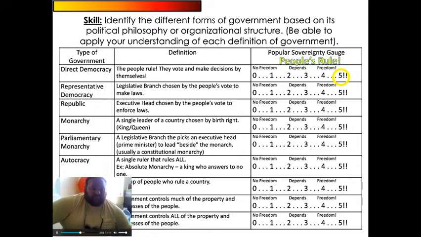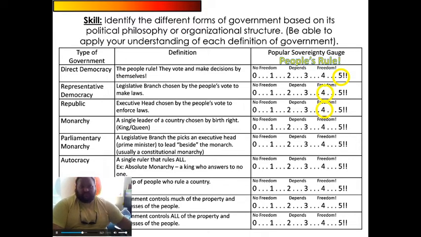And an executive branch is also chosen by the people's vote to enforce the laws. So we're in a representative democracy or a republic. We get to make decisions on how our government's run, and we hand that power to those officials, to our legislative branch and our executive branch. Let's see what this type of freedom would be.